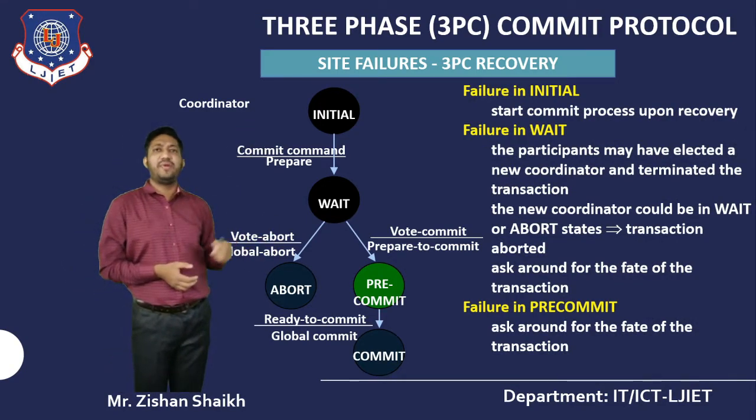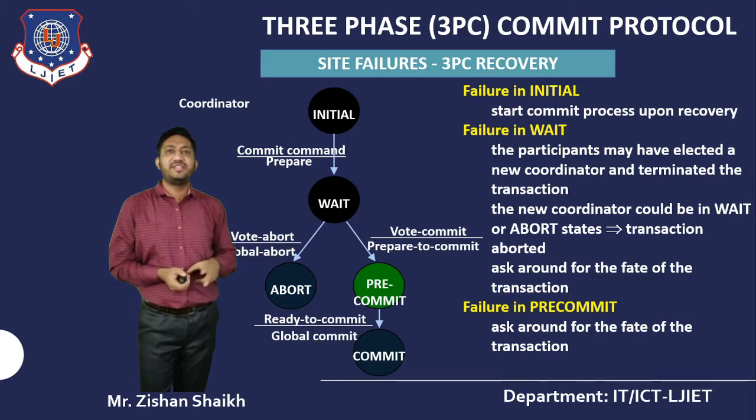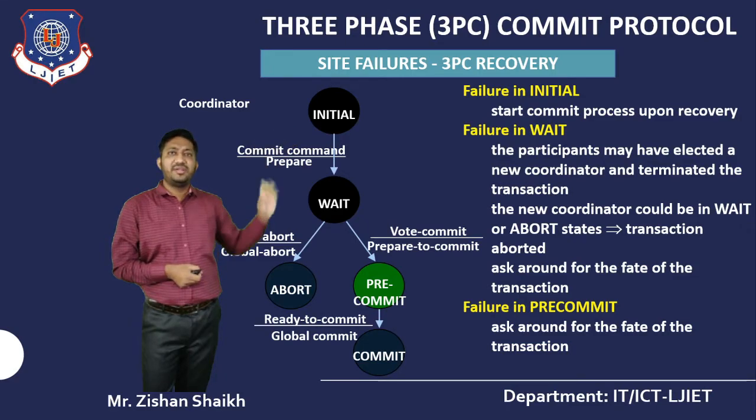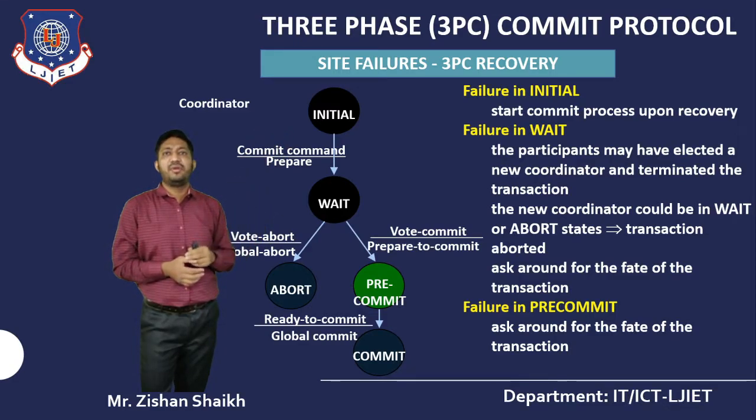First is failure in the initial state. It is very simple. If our coordinator fails in the initial state, we start our protocol again, because this is the first state of our coordinator. Till now, no participant has been communicated with.